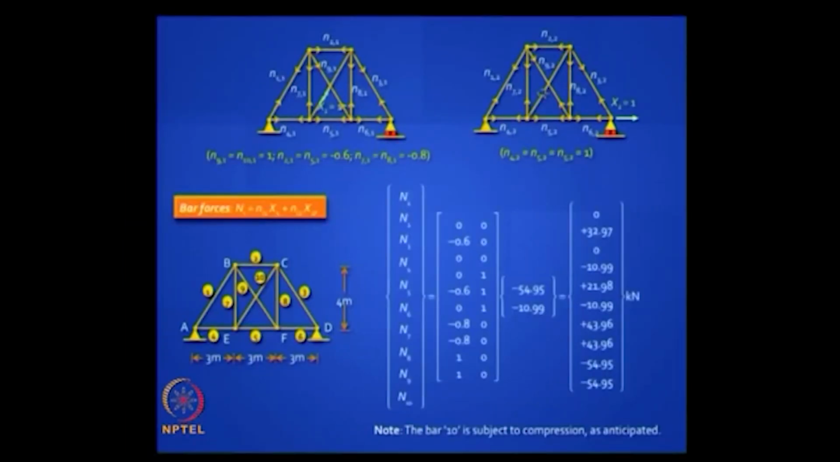And what is interesting is you must check the answer. The bar 10 you suspected would be in compression, and it does turn out to have a negative value here, so it makes sense. If it goes into tension, then you made a big mistake. So you must have these checks in your mind.